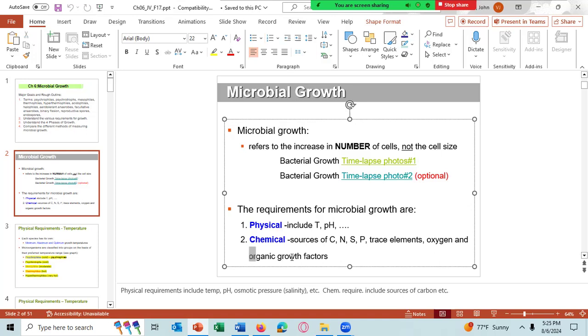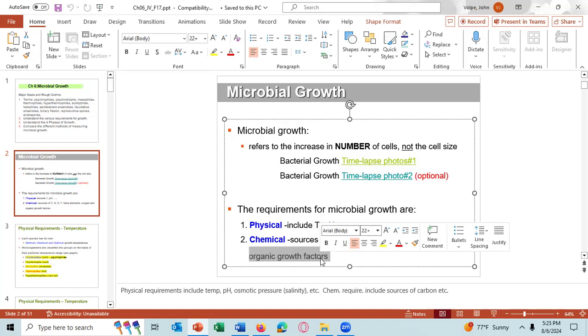Does anyone know an organic growth factor that humans have? I'll give you a hint. An organic growth factor is a biological molecule. So what's a biological molecule that humans must require? Anyone?